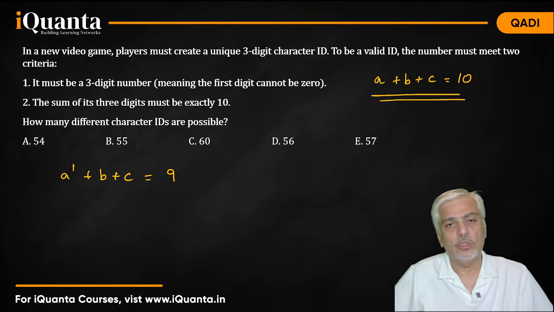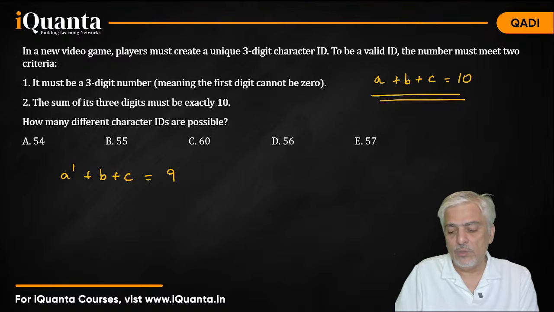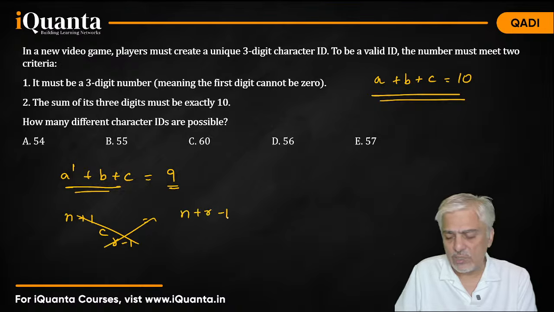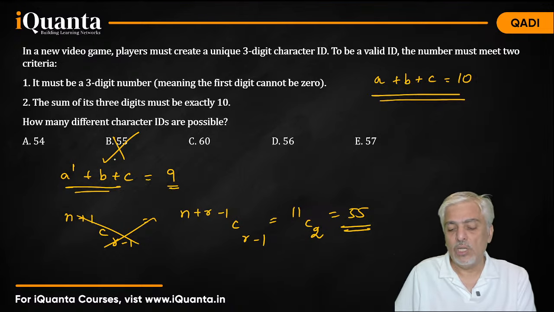A can be bigger also, but A cannot be 0. So A can be 1, 2, 3, something like that. Now, you have to distribute 9 things between 3 people. So you use a simple formula n plus r minus 1 C r minus 1. So what will you get? 11C2. 11C2 is 55.